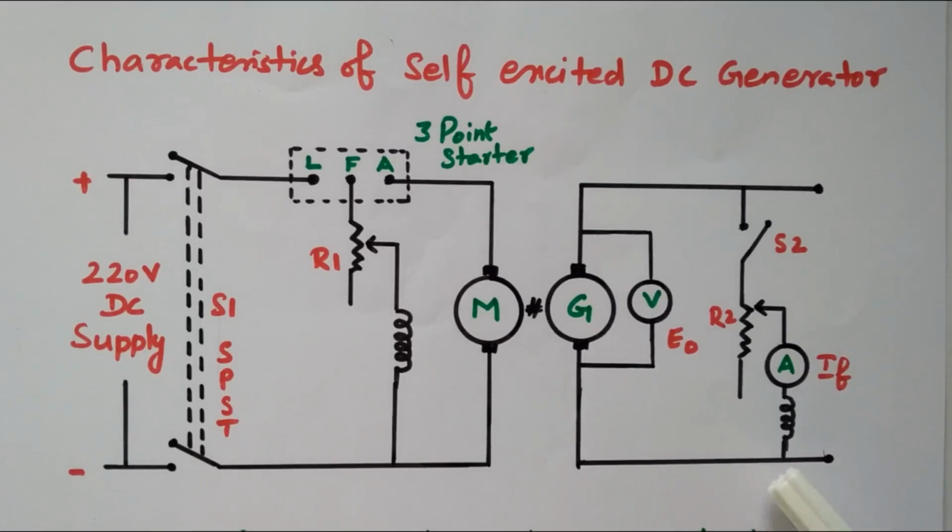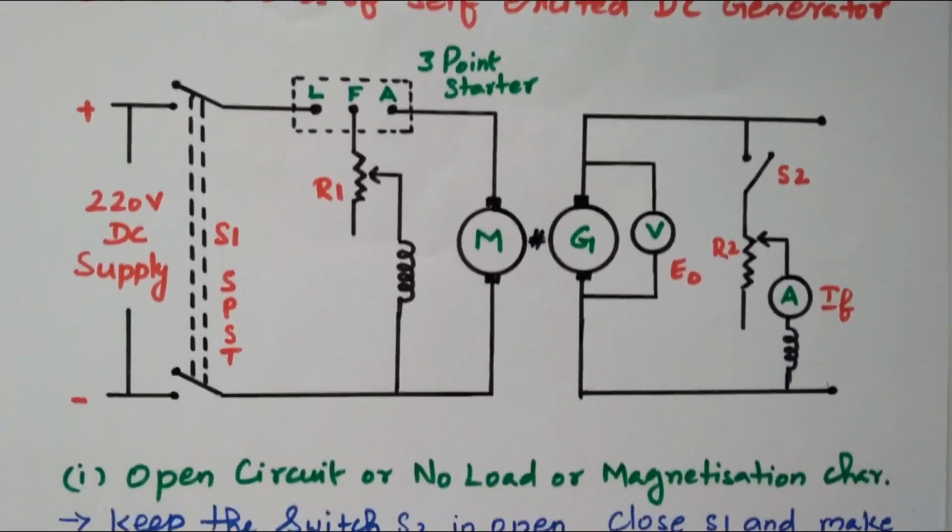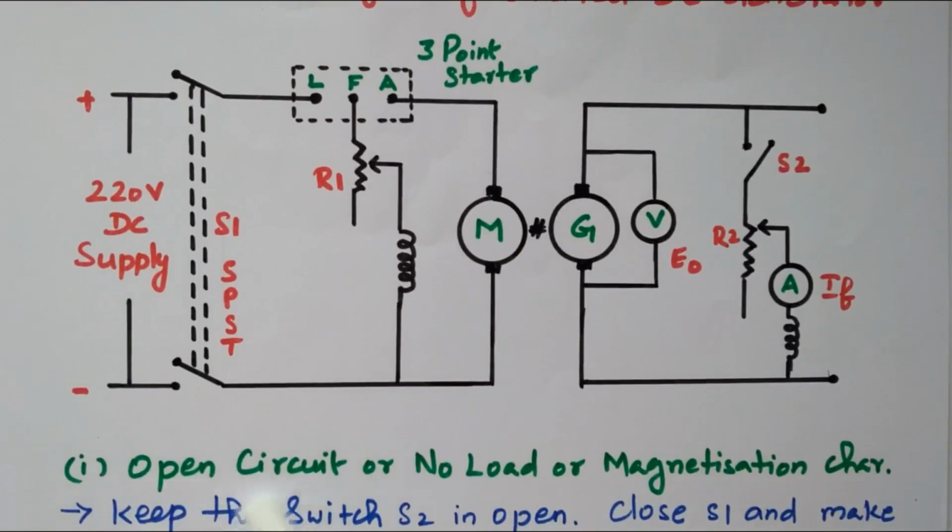excitation purpose. So the first characteristic we are going to see is the open circuit characteristics or no load characteristics or magnetizing characteristics. Open loop, this generator is not loaded, there is no load, only magnetization. During excitation, how the coil is magnetized. So the first characteristic is open loop or no load or magnetizing characteristics.